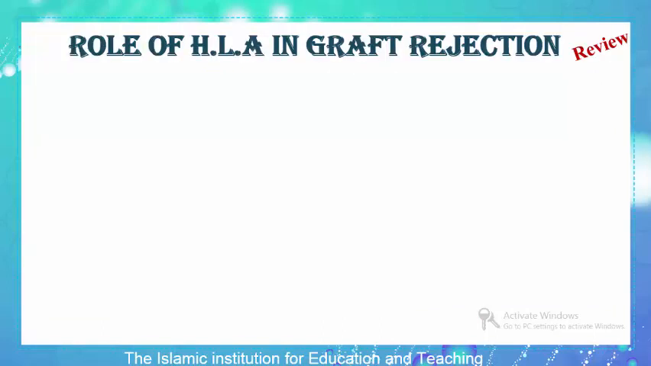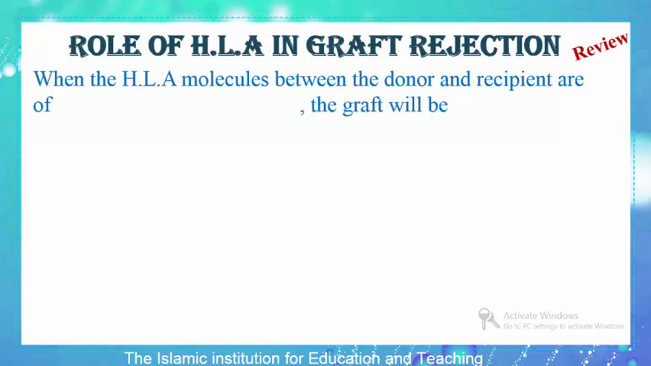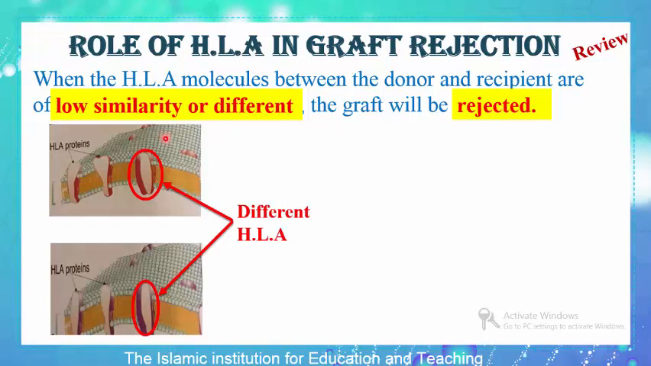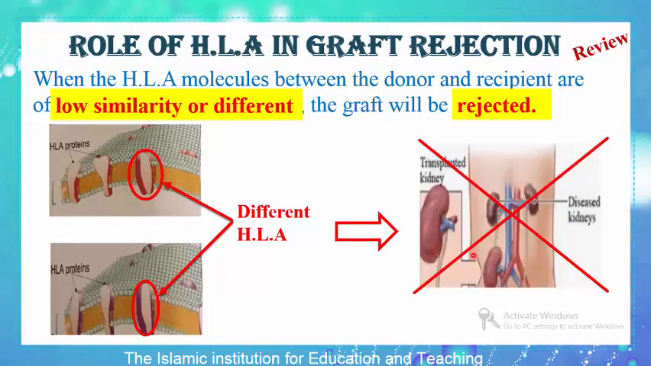We state also that HLA play an important role in graft rejection, where when the HLA molecules between the donor and recipient have low similarity or are different, the graft will be rejected. Remember again, rejected means not accepted. Example here, we have the HLA molecules of the donor and that of the recipient are totally different. That's why the graft will be rejected. And in the case of a graft rejection, the organ that was transplanted will be destroyed and no more functions.